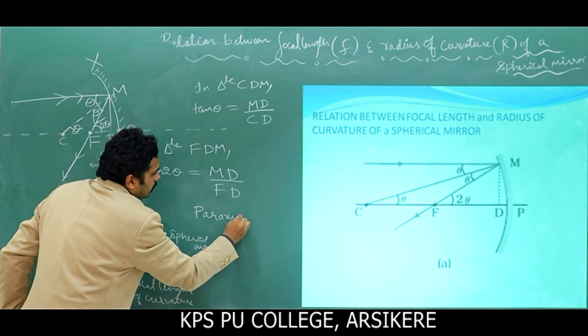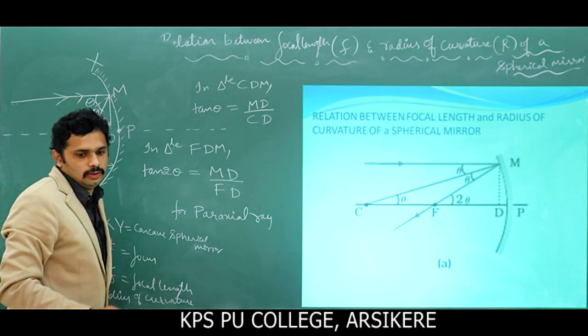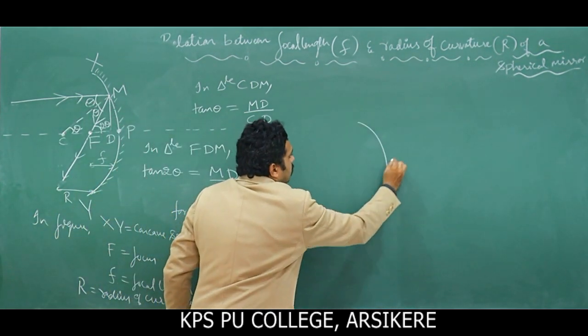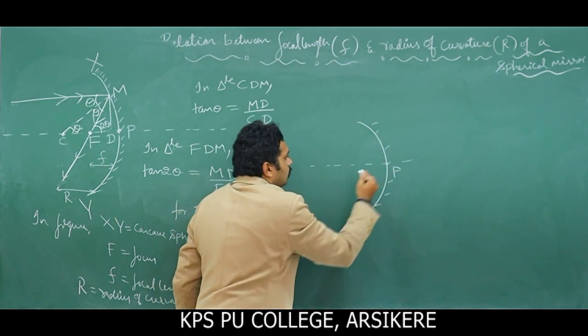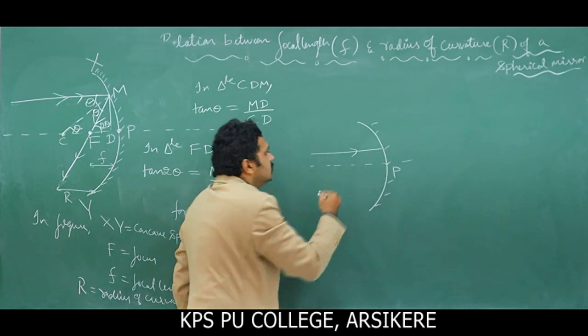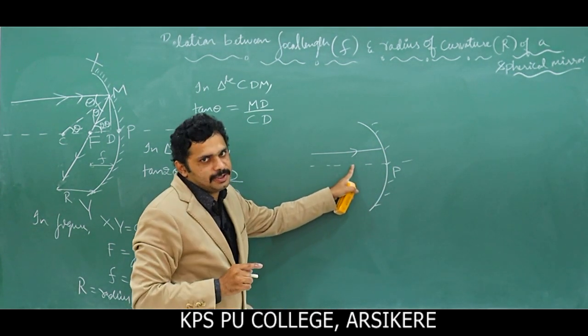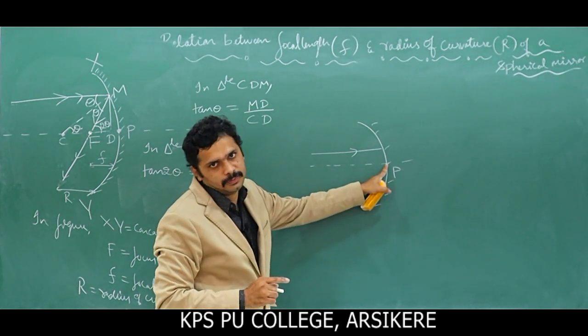Paraxial ray. What is paraxial? Look here. This is the mirror. This is the principal axis. This is the pole. Paraxial means the incident ray is very close to the principal axis, or the incident ray is very close to the pole.